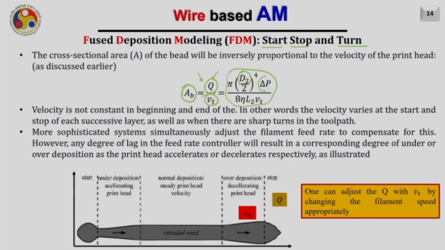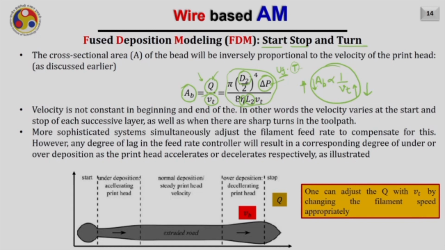The pressure difference is also constant if your wire feed rate is constant, and as a result the temperature inside the liquefier is isothermal. In that case your delta P will not change. Also the length of region 2 is constant, and eta is a material property, it will not change. Hence you can see AB is just inversely proportional to the traverse speed. Hence if I increase the velocity of the traverse, of course this area will decrease, and if I decrease the velocity of the traverse, of course this area will increase, and we have already seen that.